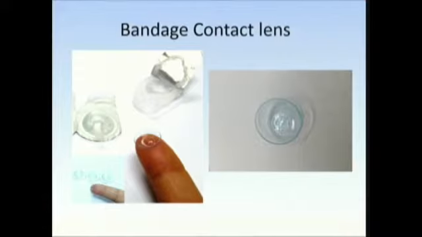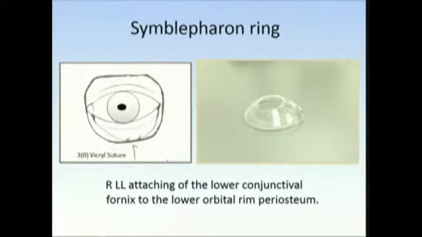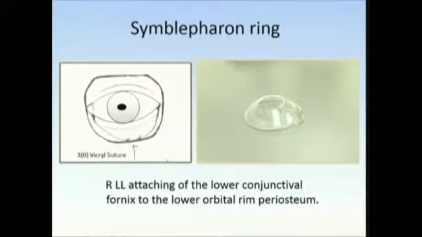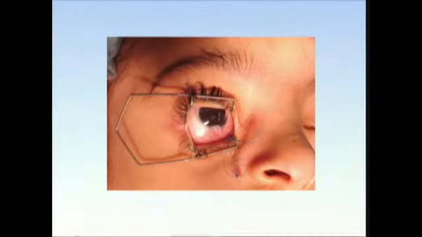This is the bandage contact lens. This is the symblepharon ring. And in our patient, before the repair of the lid margin, I repaired the fornix initially. I put my symblepharon ring. Then I repaired my lid margin. And I repaired the fornix by reattaching the conjunctival fornix to the lower orbital rim using Vicryl sutures. And this is the patient at the time of the removal of sutures and the symblepharon ring.